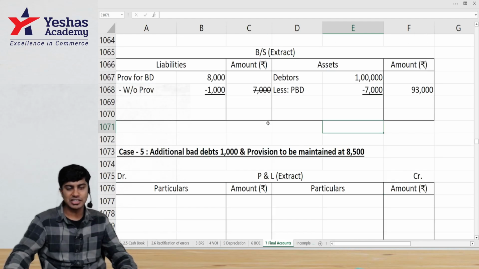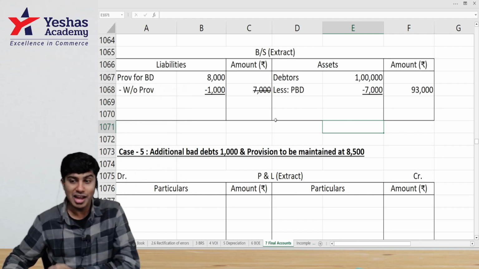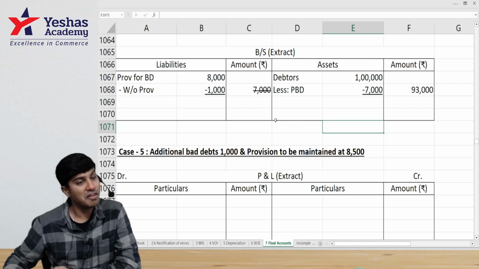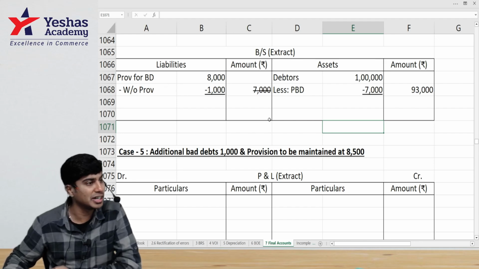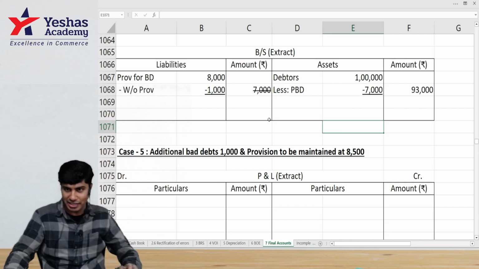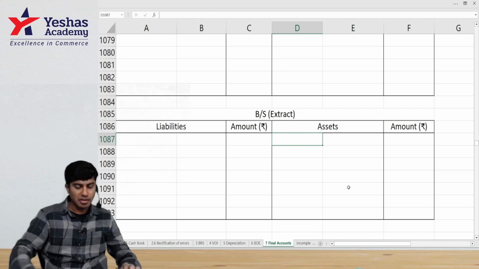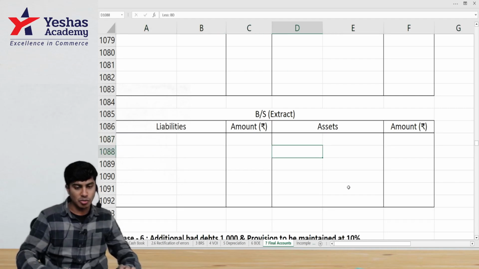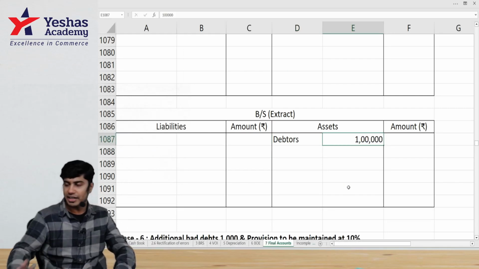In case 5, what are they asking us to do? There are two things. One, additionally bad debts figured out is 1,000. Further, provision is to be maintained at 8,500. You know, right, what we have in our trial balance? First, we'll write that as it is. We have debtors. How much debtors? 1 lakh. I will write it as it is.